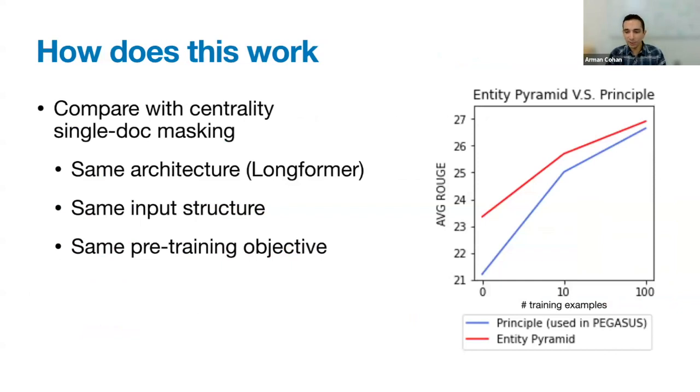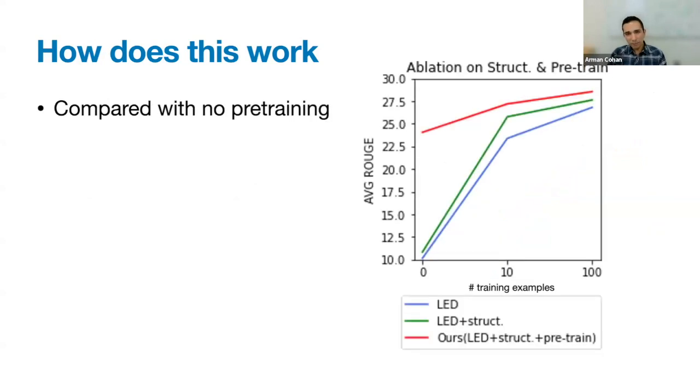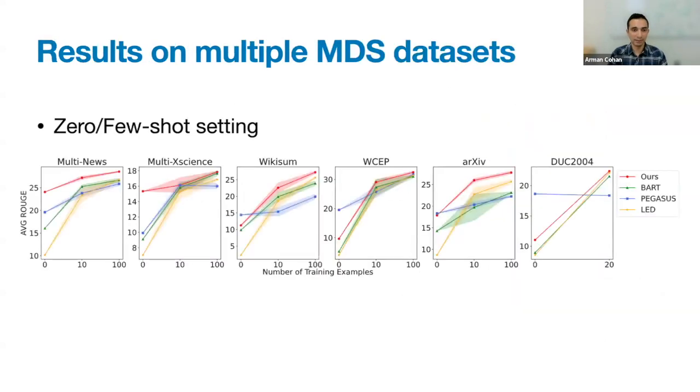So how does this work? You can compare this with the previous approach that is basically selecting the central sentences, and that one is the blue line. You can see here that based on different numbers of training examples, like the 0-shot, 10-shot, or 100-shot, you see that this new masking strategy always outperforms the baseline. And if you compare with no pre-training, you can see that this type of training is actually very helpful, especially for 0-shot. As you increase the number of shots, the performance gap decreases, but it is still there.